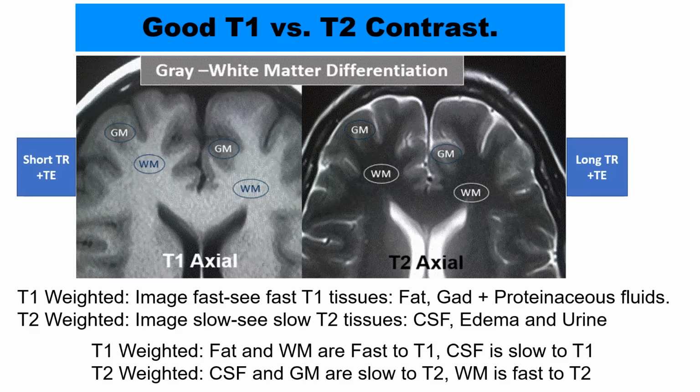On the right-hand side, long TR, long TE. So we've got a bright gray matter because it's got a high water content. So it's bright. And the white matter, because it acts a little bit like fat, it's not fat, but it acts a little bit like fat because it's protein, is going to be darker with the long TE.